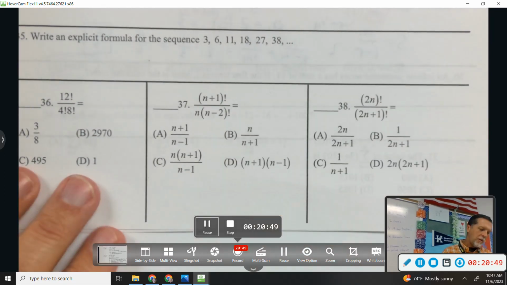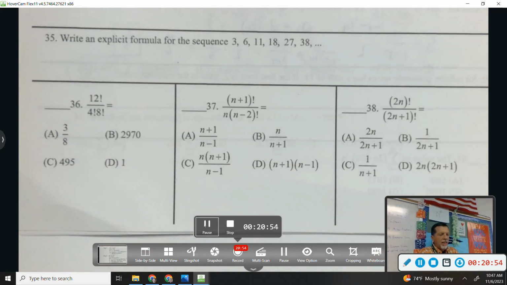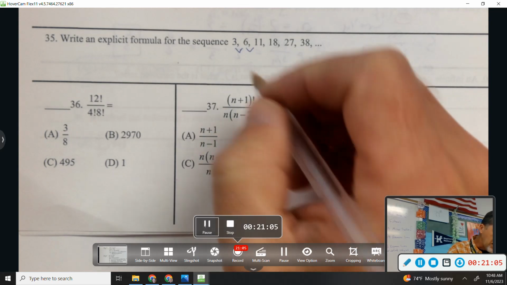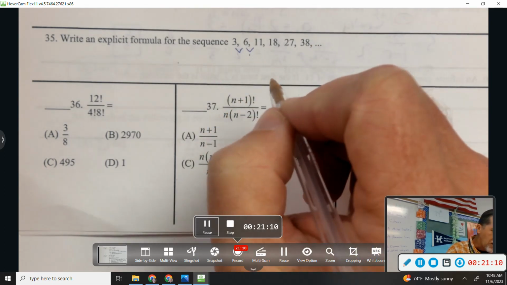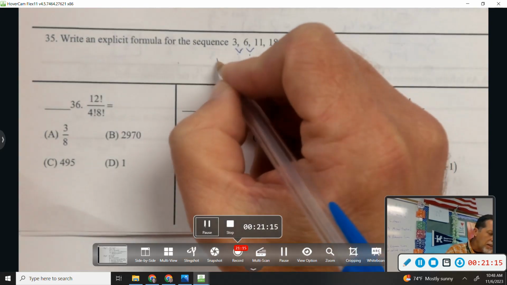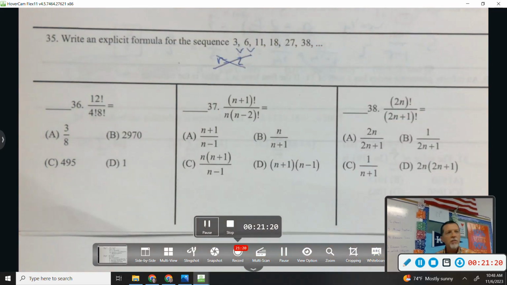35. Oh, this is where we had a mutiny last period. Write an explicit formula for that sequence. So my first thought is, well, is it arithmetic or geometric? Well, it's definitely not arithmetic because I'm adding 3, adding 5, adding 7, although that's definitely a pattern there. It's not geometric, right? Because 3 times 2 would be 6, but 6 times 2 is not 11, so it's not geometric either. So Avery's answer is, I don't know.